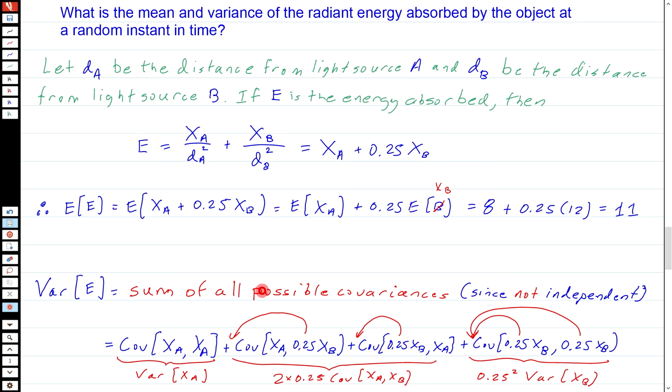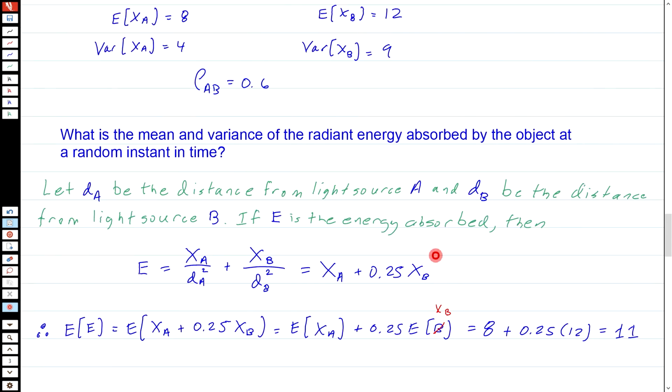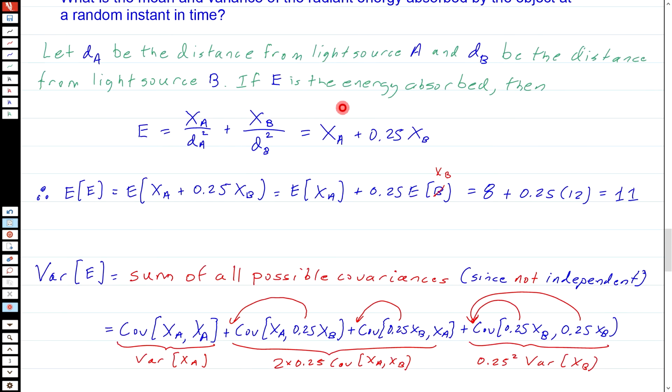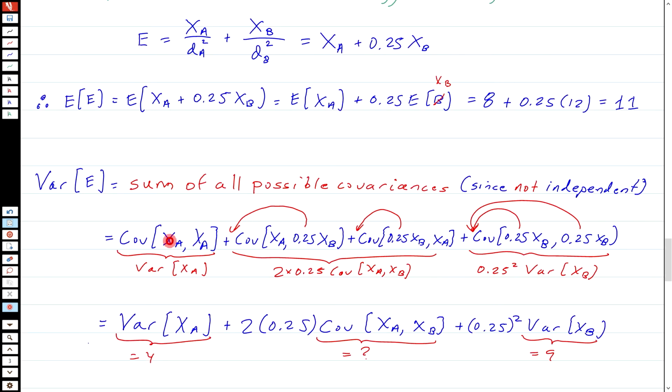And we know from above that the variance is the sum of all possible covariances, since these are not independent. If they were independent, then this correlation coefficient would be 0. So I've got the covariance between XA and itself, the covariance between XA and this thing, which is 0.25 XB, plus the covariance between 0.25 XB and XA, and finally the covariance between 0.25 XB and itself. These constants all can come out front.